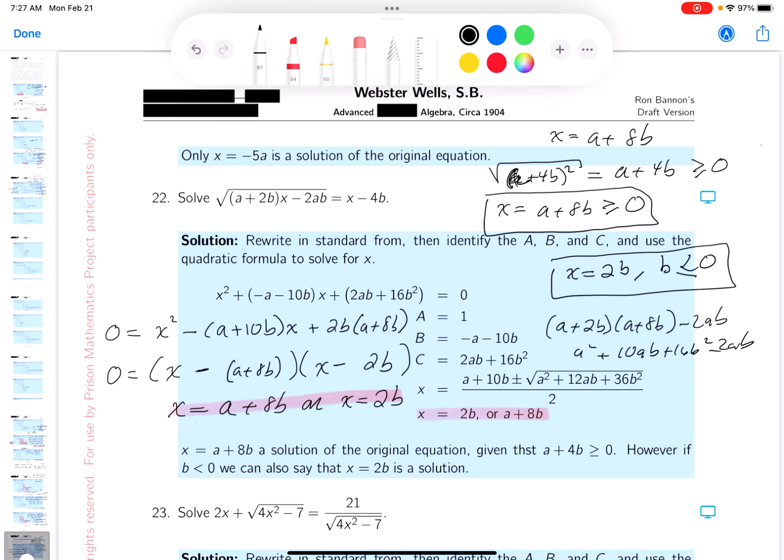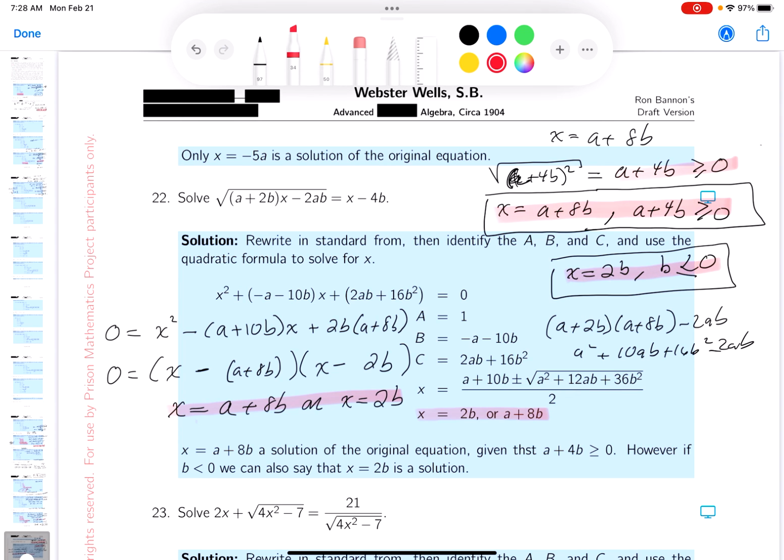I'm going to read the key to you. It says over here, x equals a plus 8b is a solution of the original equation given that a... Oh, I'm sorry. I made a mistake. I wrote something down. Wasn't thinking. I got to revise this. And I have it written right above it, and I apologize for writing that down. Provided that a plus 4b is greater than or equal to 0. And again, I want to remind you, that's the condition that I wanted the problem with. So again, this is an answer, and this is an answer.